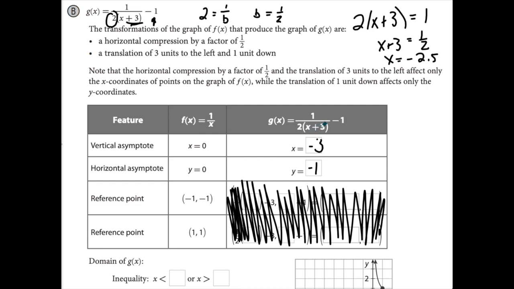Right? Negative 2.5 plus 3 is positive 1/2. 2 times 1/2 is 1. 1 divided by 1 is 1. 1 minus 1 is 0. So negative 2.5 comma 0. This stuff gets really, really confusing.